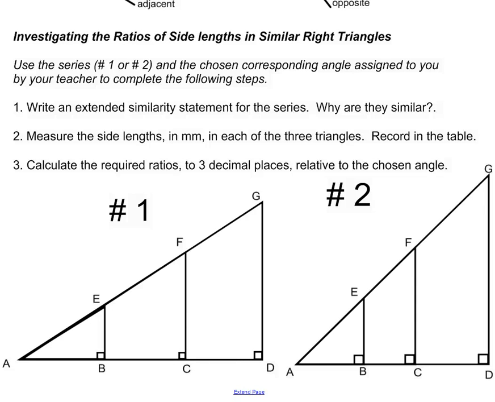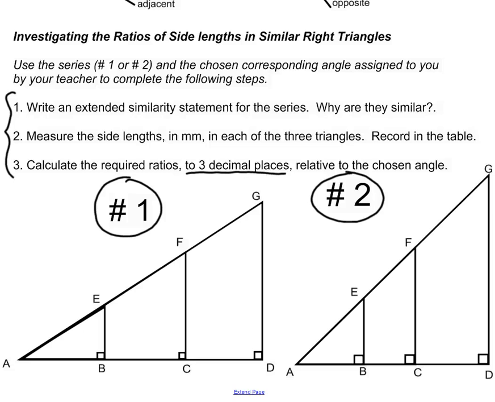The steps to follow on the front and the back page. You're to select a series of similar triangles, whether it be one or two. Those triangles within the series have, as I stated, the same shape but are different sizes. And you're going to be making some measurements in millimeters and then calculating some ratios to 3 decimal places for a chosen angle. All right.